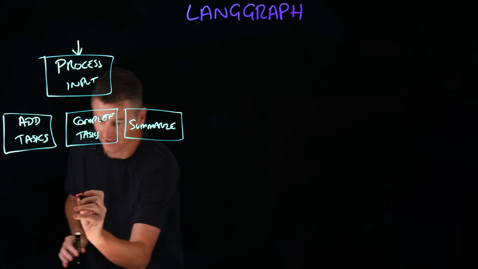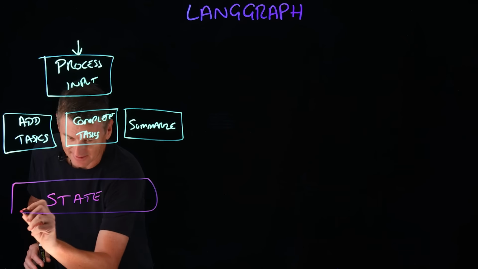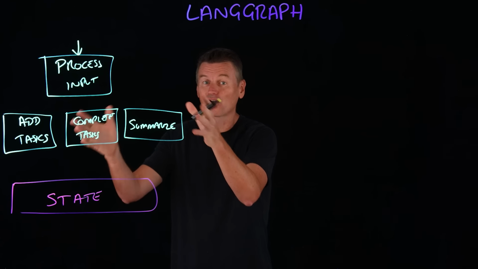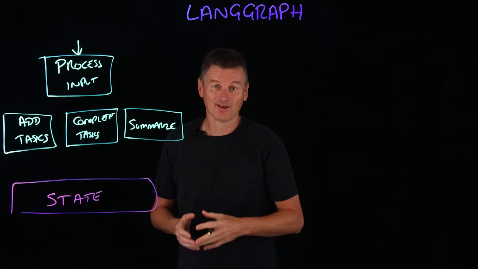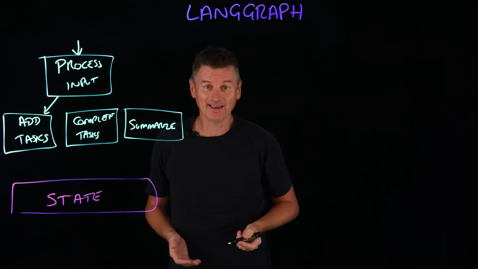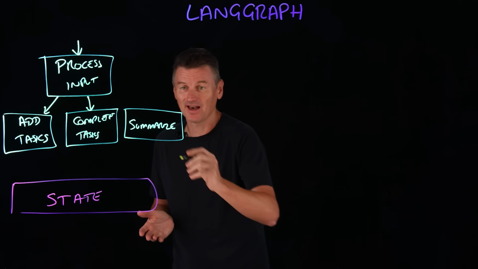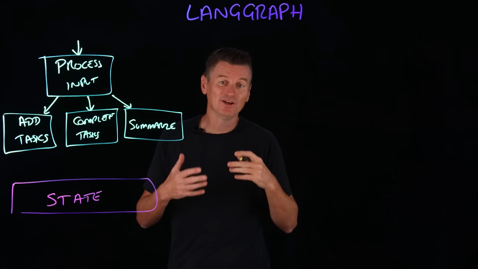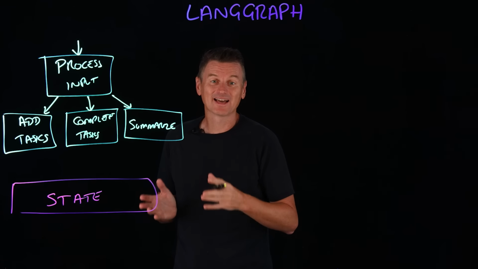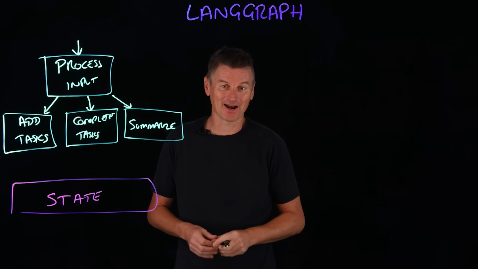Now, there's another component here that's quite central to this called state, the state component. The state component is used to maintain the task list across all the interaction. So the add task node adds new tasks to the state. The complete task node marks tasks as finished, and then the summarize node uses an LLM to generate an overview of current tasks. All nodes can access and modify the state, allowing for contextual, stateful interactions.